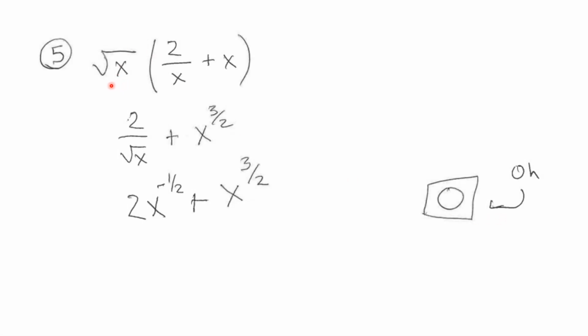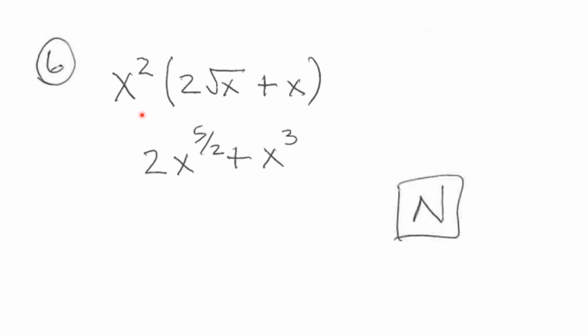Here we distribute, so this times this is going to be x to the 3/2. This times this is the square root of x over x, which is 2 over the square root of x. If we write the square root of x in the denominator as x to the minus 1, we get answer O. Here again we distribute. X squared times x to the 1/2 is going to be x to the 5 over 2, and this x squared times x to the 1 is x cubed. That should have been answer N.